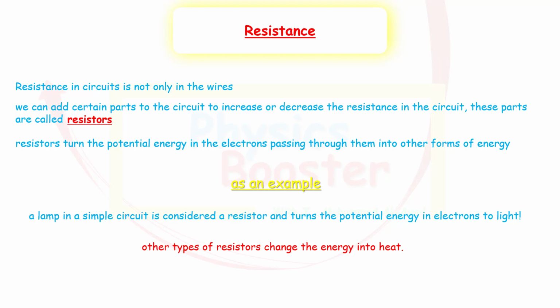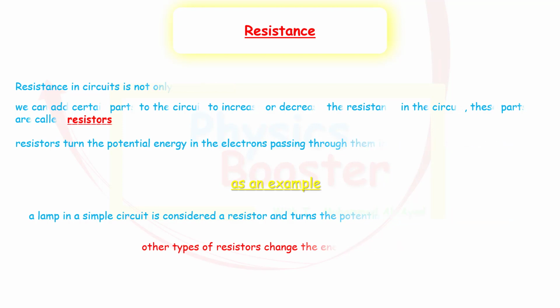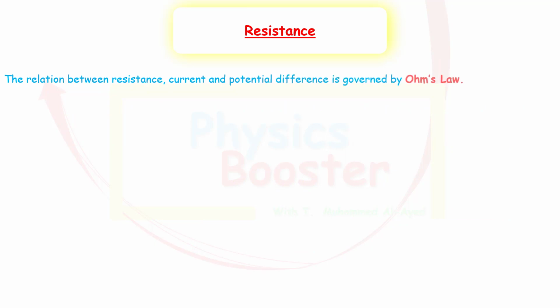An example is the electric heater. The electric heater turns energy, which comes from electricity, into heat. So it's a type of resistor. The relationship between resistance, what we studied in this lesson, and the current and the potential difference, which we learned about in previous lessons, is governed by Ohm's law. What does Ohm's law say? It says that the resistance in a circuit is equal to the potential difference divided by the current.